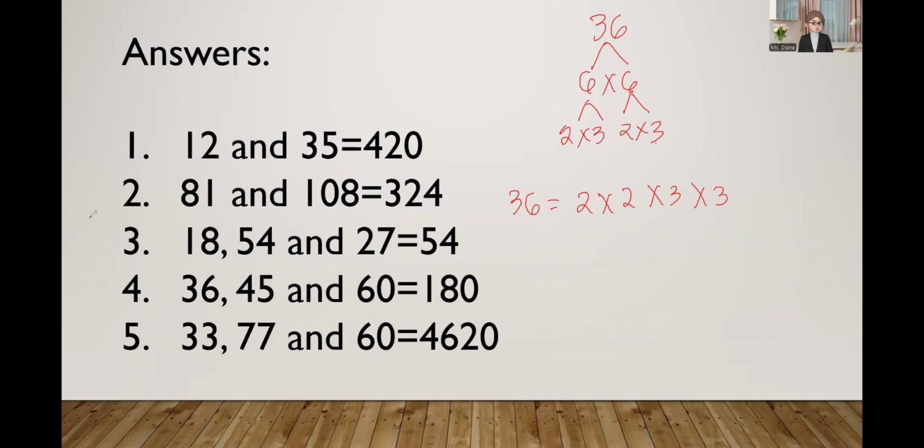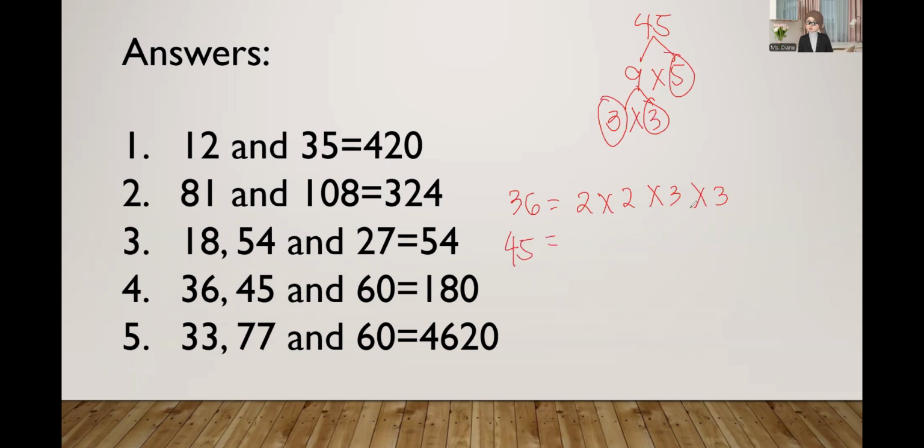Next, how about 45? So factors of 45 are 9 times 5, right? And then we can still factor out 9, which is 3 times 3. List down all the prime factors. 45, so we have two 3s and one 5. Okay, correction, two 3s and one 5: 3 times 3 times 5.